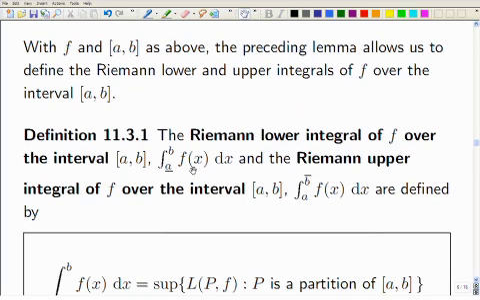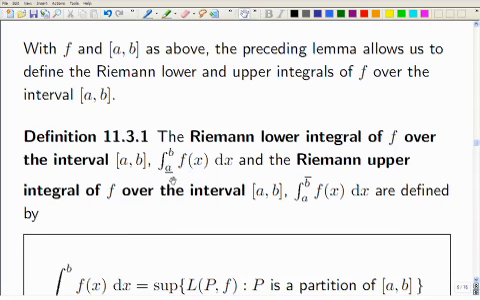So this is the definition of the Riemann lower integral. Note that bar underneath it to show it's the lower integral. And here's the Riemann upper integral. Note the bar on top of it, which tells you that it's the Riemann upper integral.